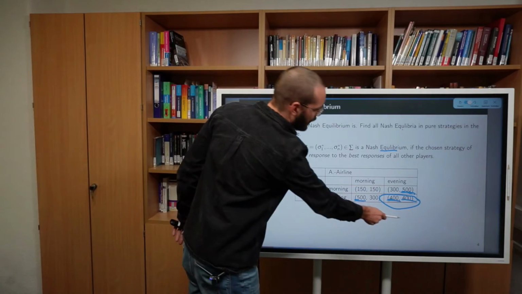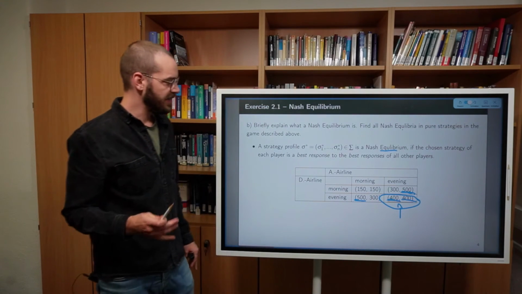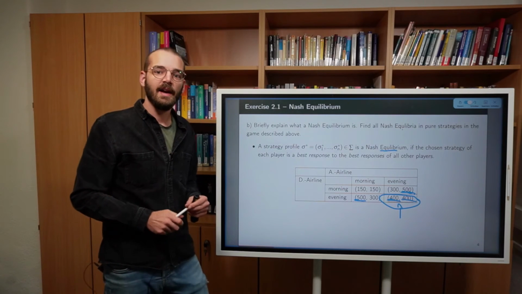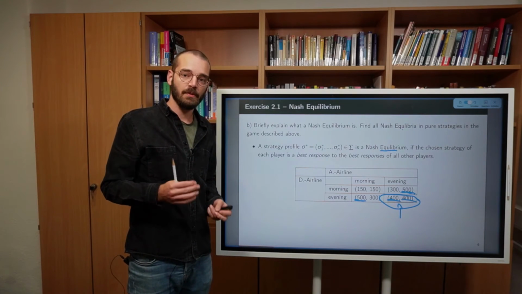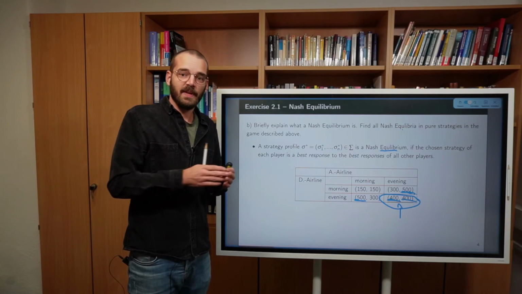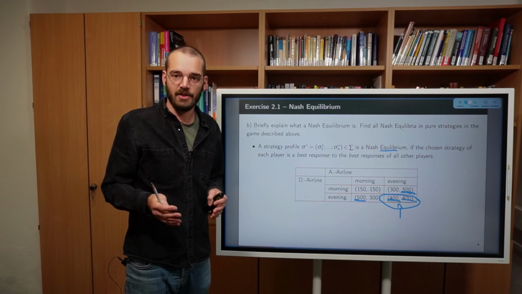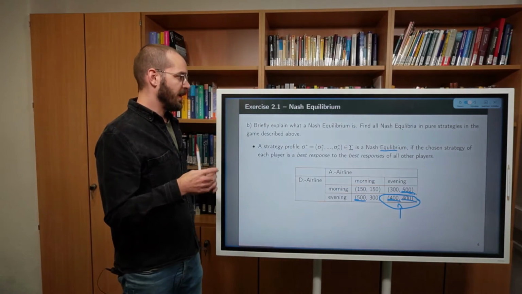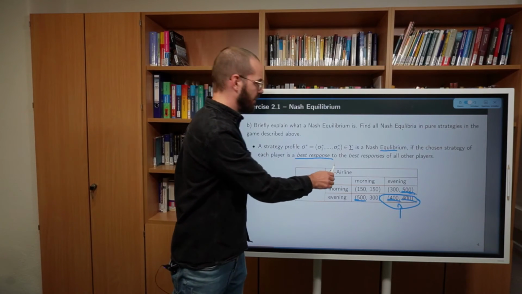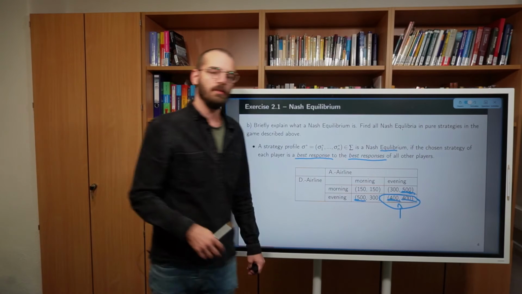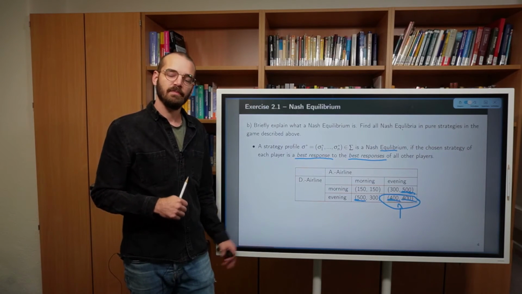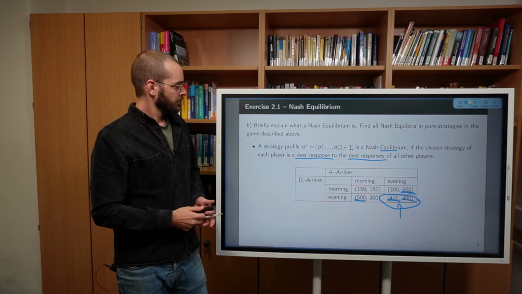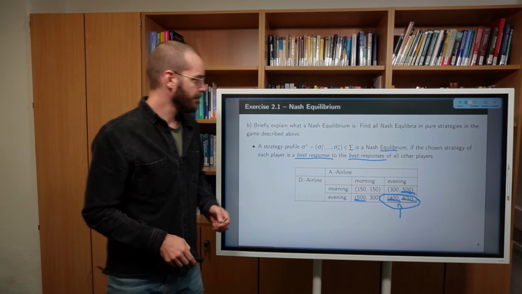So in this cell it is the case that both players, or in this case all players, are playing the best answer to the strategy of their opponents, which is the best answer to their own strategy. So only in this single cell all players are choosing their best response to the best responses of all other players. Hence, this cell contains the Nash equilibrium. All right.